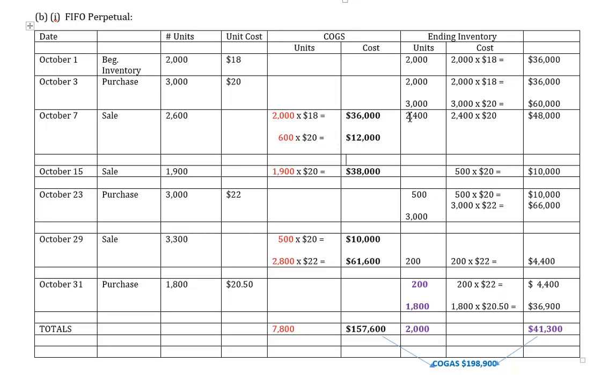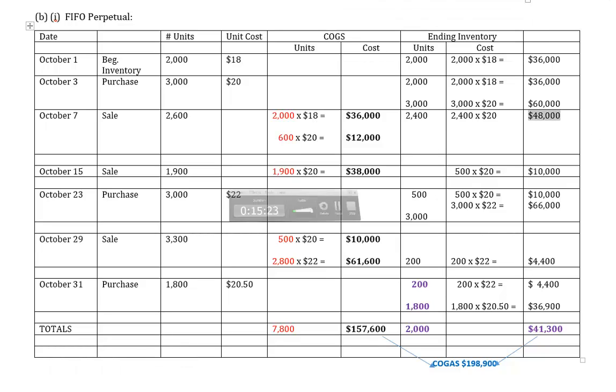Well, these 2,400 units must have come from the 3,000, because don't forget, from these 3,000 units, that's where the 600 that I sold came from. So I now have 2,400 of the 3,000 that I most recently purchased on October the 3rd left. So when I'm costing my ending inventory, I know these 2,400 came from these 3,000, and I bought them at $20 a unit. So now I've got 48,000 left in my ending inventory so far.